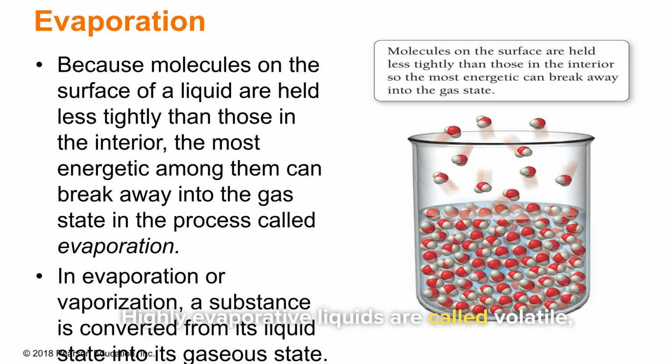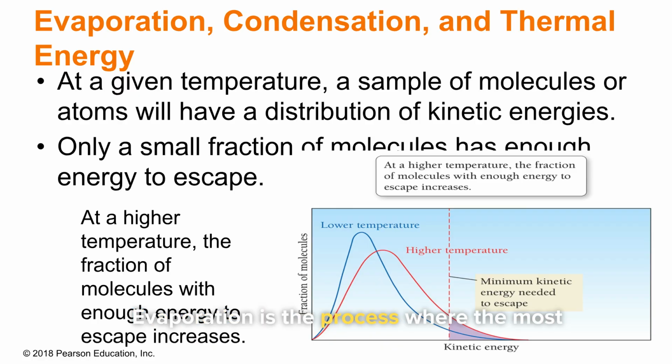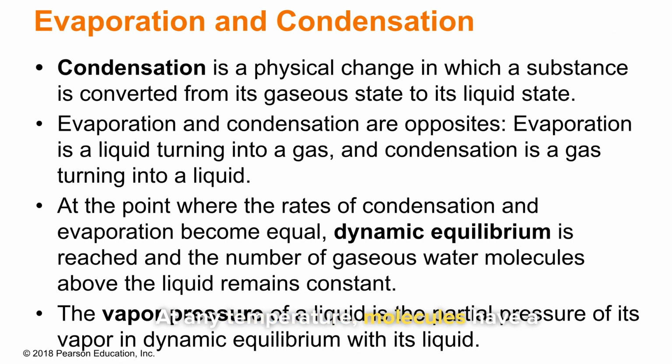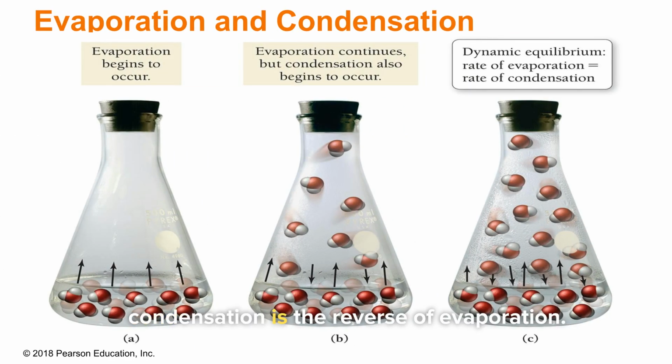Highly evaporative liquids are called volatile, while others are non-volatile. Evaporation is the process where the most energetic molecules at the surface break away into a gaseous state. At any temperature, molecules have a distribution of kinetic energies. Increasing the temperature increases the fraction of molecules with enough energy to escape. Condensation is the reverse of evaporation. When the rates of evaporation and condensation are equal, the system reaches dynamic equilibrium.